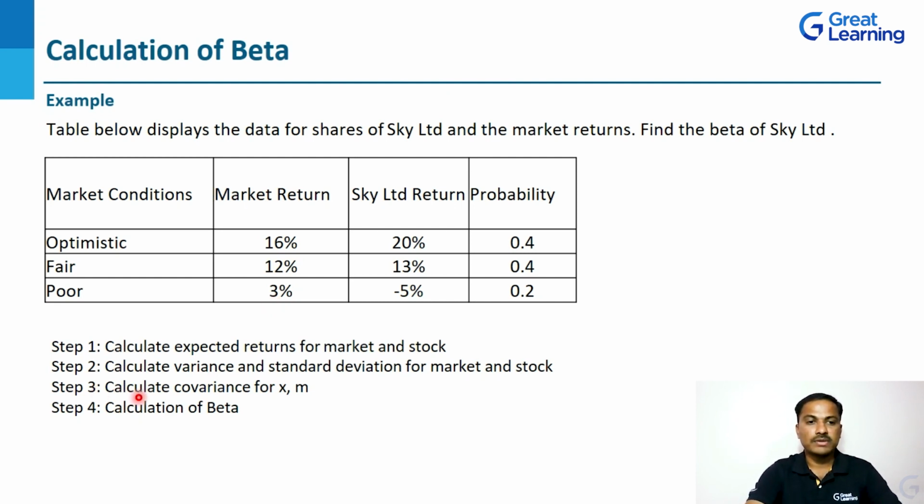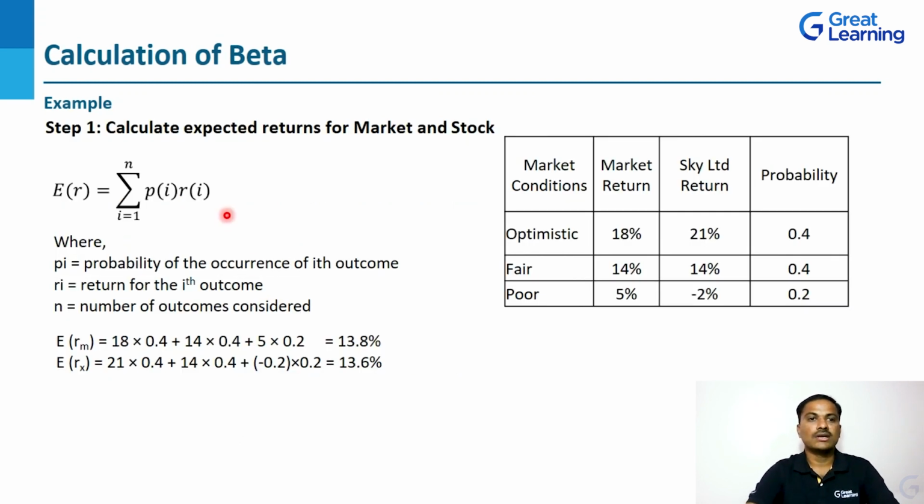After that, step 3, calculation of covariance for market and stock. And finally, we use the beta formula and we identify the beta factor. So let's see how to do this. Step 1, as I mentioned, we need to calculate expected returns for market and stock.